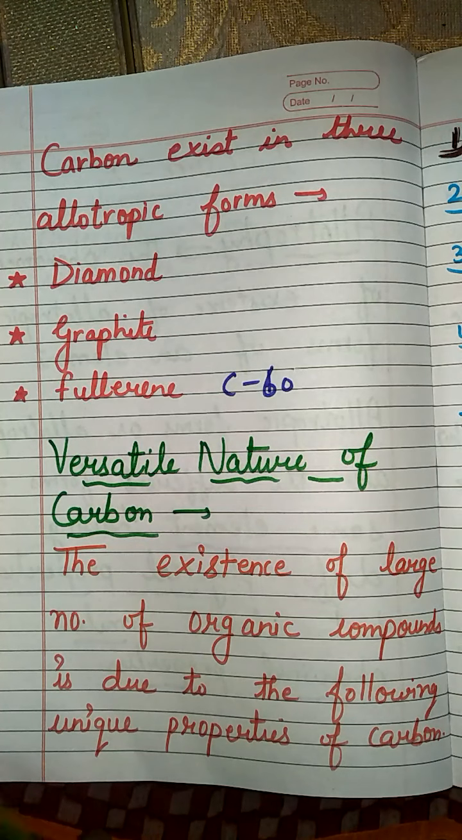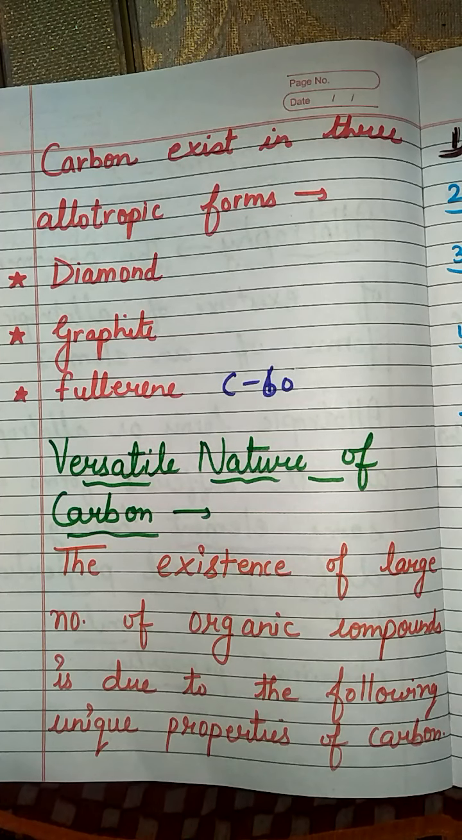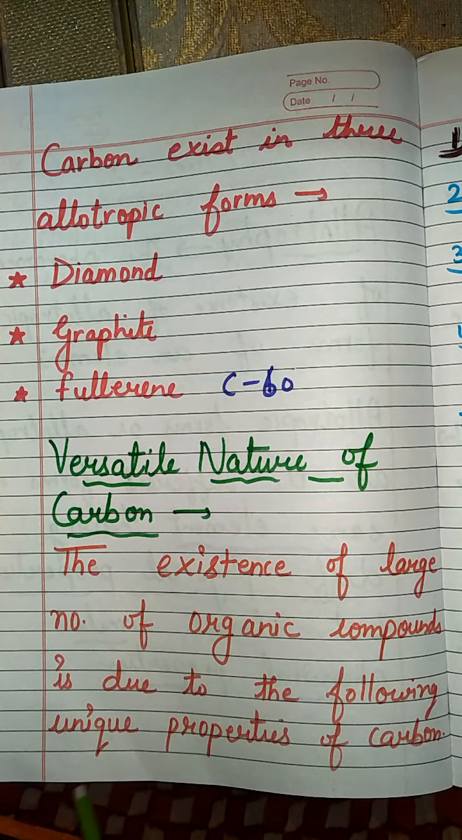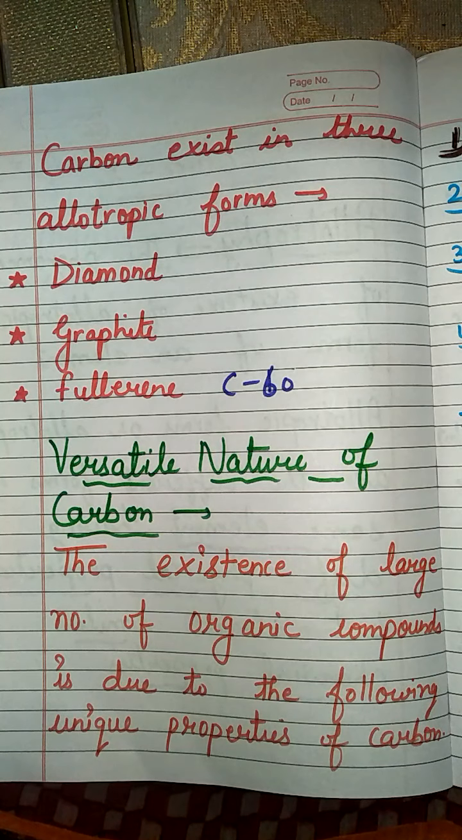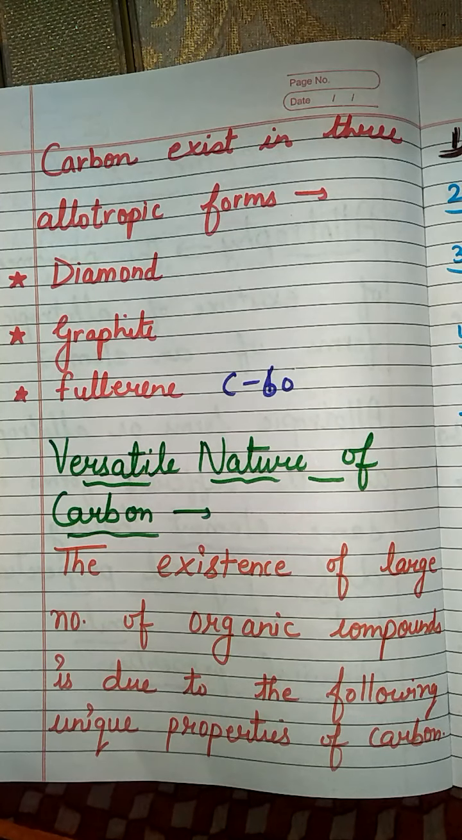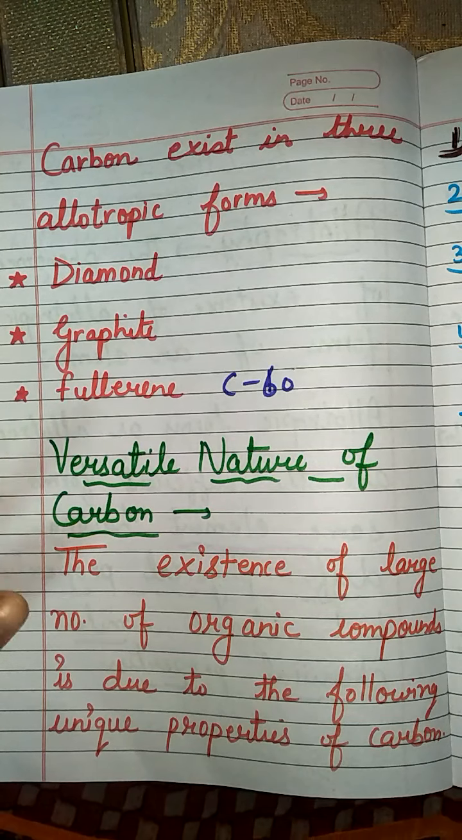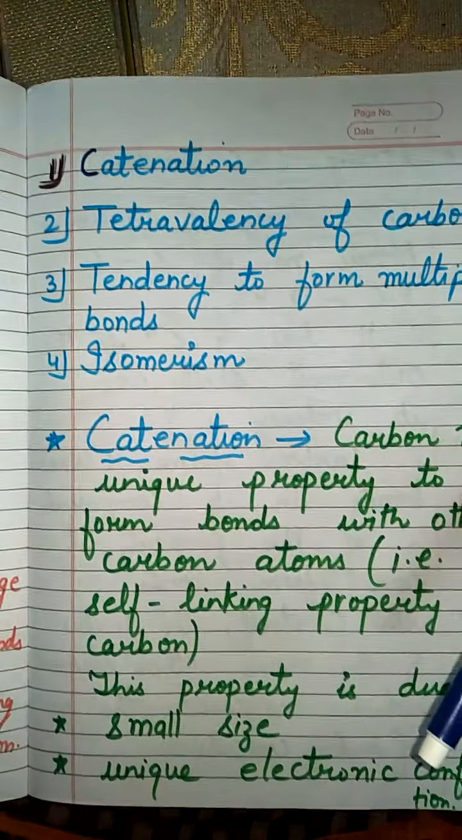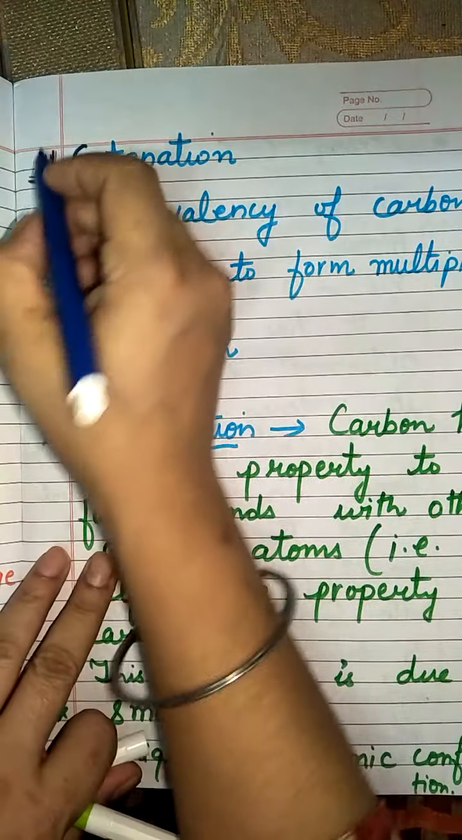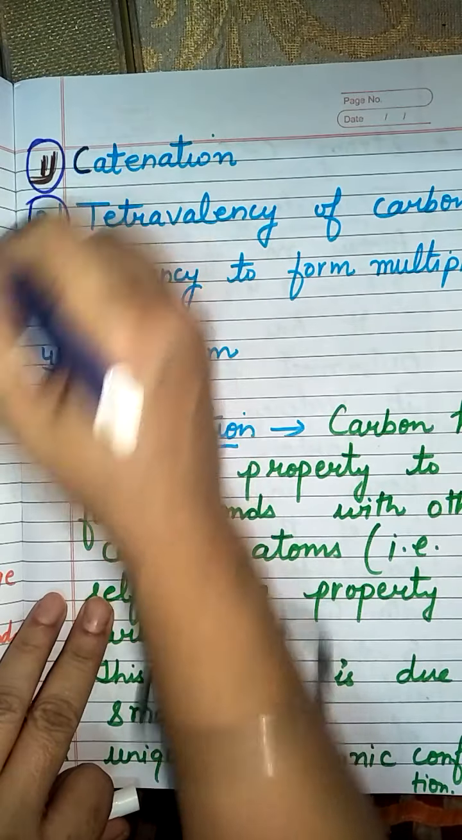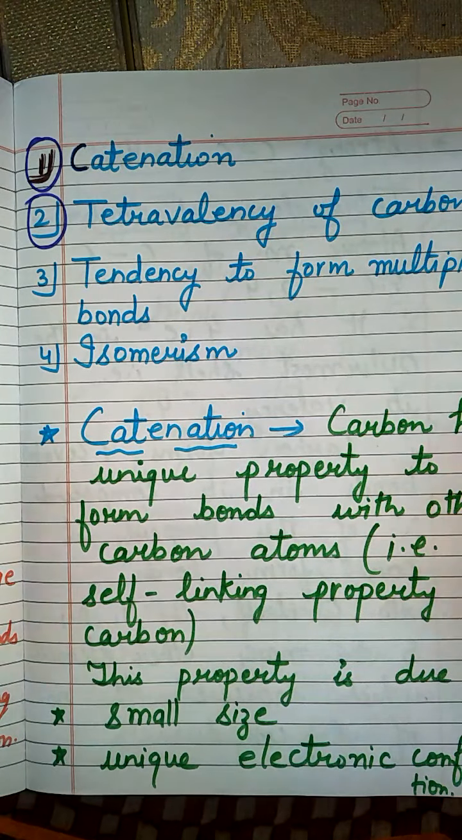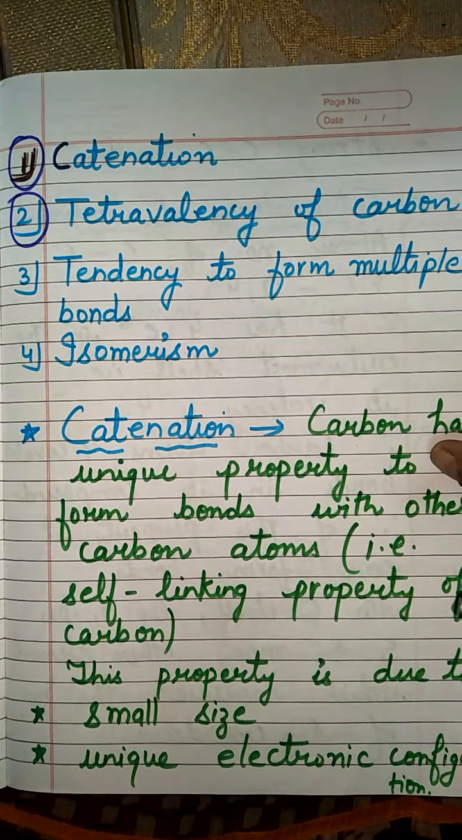Why do we say carbon is versatile? Why do we say carbon is unique in nature? What is the reason behind it? Why does there exist a number of compounds of carbon? The main reasons are these two: number one is catenation and number two is tetravalency of carbon.